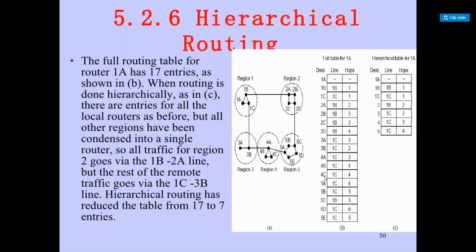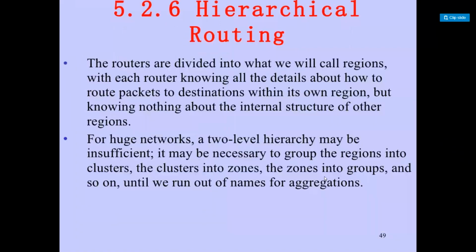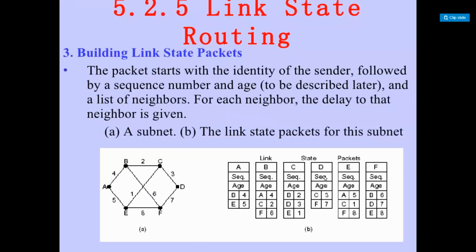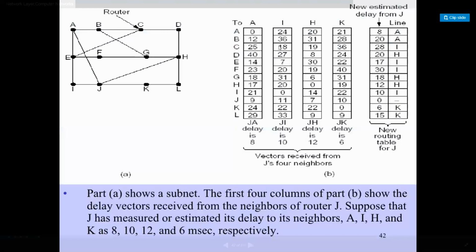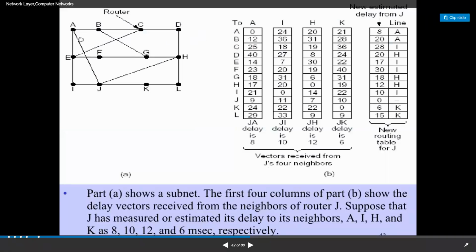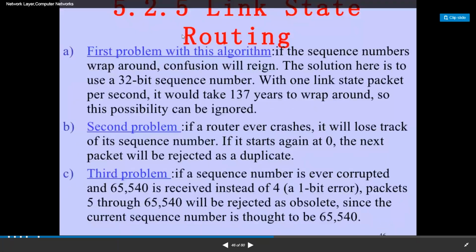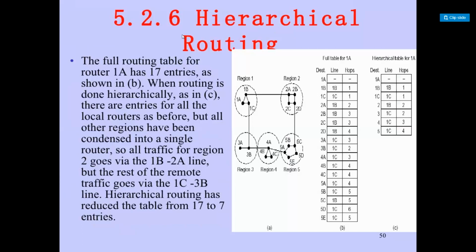In the previous example, 17 into 17 will become 289 entries. Okay. In the previous example, how many entries? Here 12 into 12, 144 entries. In this, we are having 17 into 17, 289 entries. So to maintain 289 entries will become a problem.